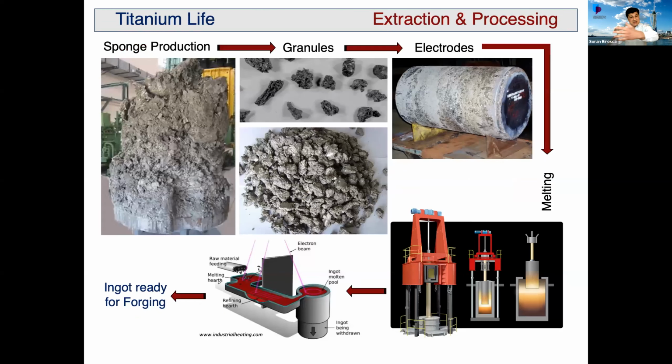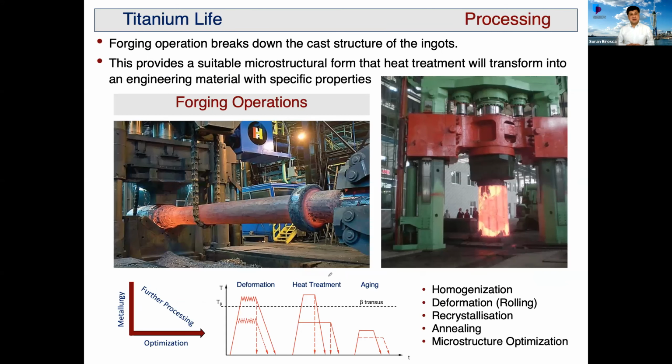Now, to recap: we produce the sponge, resize it, make it granular, then make the electrode, and then we go through the VAR and the hearth melting, and then we have the ingot ready for forging. So this is, let's say, the childhood growing up until we get ready. Now the teenage time will start, in comparison with a human being, because it will be forged and the cast structure will be destroyed to make a more suitable microstructure for the final product. It's believed that the microstructure from that stage is the initial microstructure, and hence affects the properties.